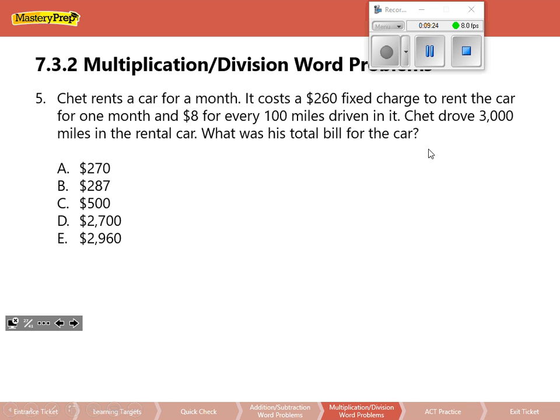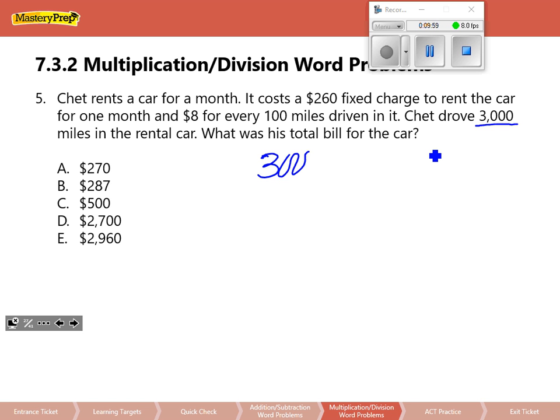Well, we know the fixed cost is 260, yes? Is there any chance that it's going to be $270? Probably not, because that's only a $10 difference, and he's getting charged $8 for every 100 miles. So just going 100 miles would mean that it's going to be $268. So that's probably not it. Now we know that he's charged $8 for every what? 100 miles.